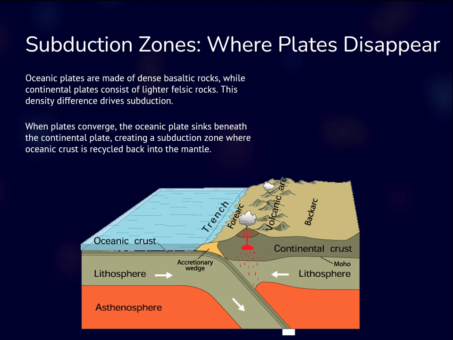At a subduction zone, oceanic crust is literally recycled back into the mantle. It is the friction between these plates that causes earthquakes. Now, as the plate melts while it's being recycled, magma from that recycling rises and then fuels volcanoes. So, subduction zones are places of destruction as well as creation at the same time.